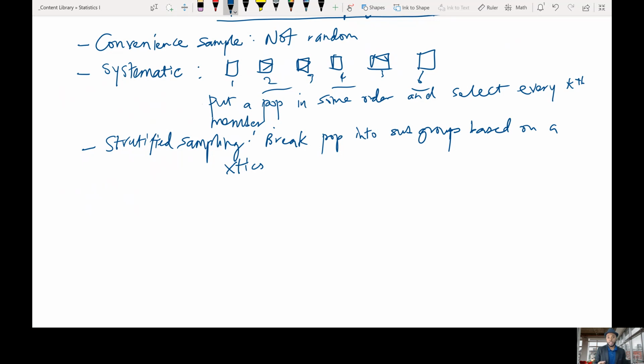Or I could say we break our population into male and female. So there are two subgroups. Now I would like to move from gender, so let's go to race. Now we break it into different races, and then we randomly select from each of the subgroups. So that's known as stratified sampling. Then we sample each subgroup.